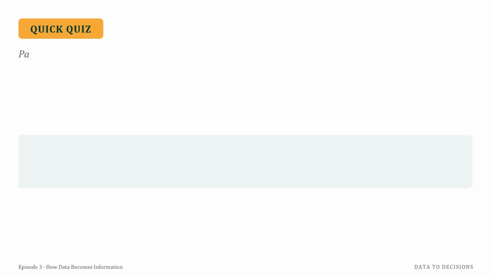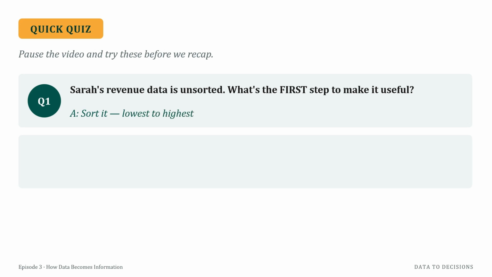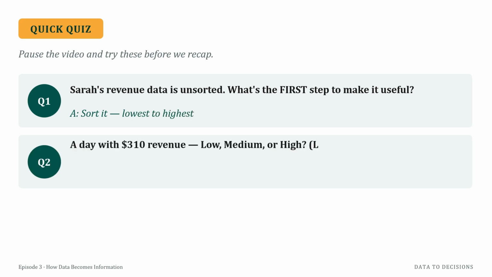Before we recap, let's test that. Pause the video if you want to think it through. Question 1. Sarah's revenue data is unsorted. What's the first step to make it useful? Sort it lowest to highest. Question 2. A day with $310 in revenue, is that low, medium, or high? Medium, it falls between 200 and 350.